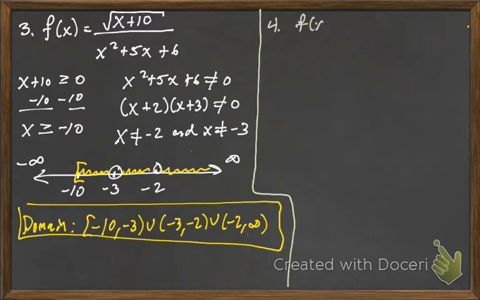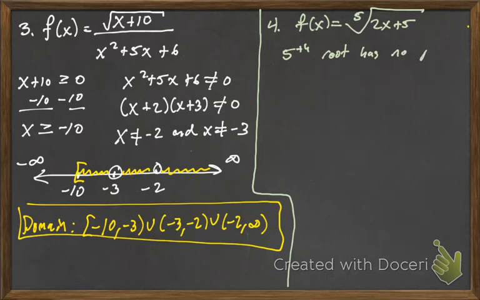All right, well, let's look at another one. f of x is equal to the fifth root of 2x plus 5. Only even roots are going to cause problems. The fifth root, not a problem. Seventh root, not a problem. 2x plus 5, that's a polynomial, not a problem. So the fifth root has no problems.